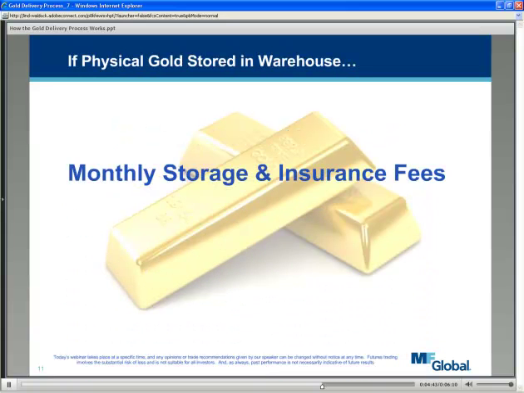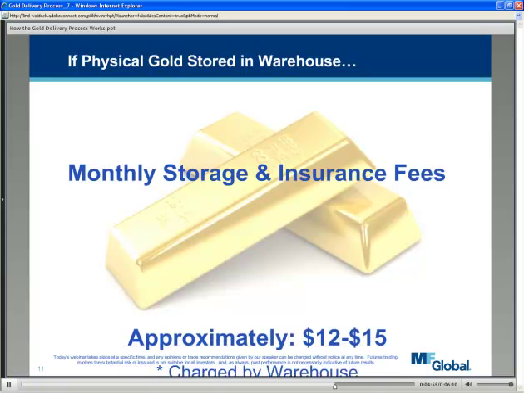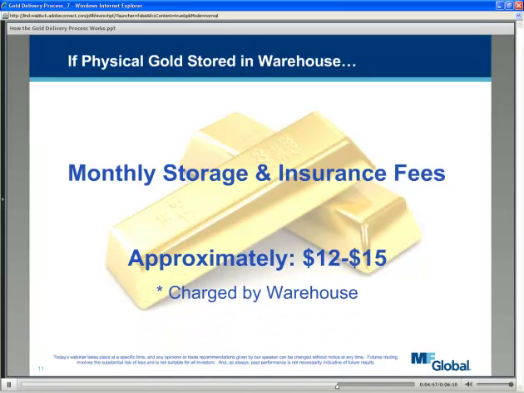If the bars are to be kept at the warehouse, the receipts are held in the brokerage account and assessed a monthly insurance and storage fee by the warehouse where the bars are located. These fees will vary by warehouse but are typically in the $12 to $15 a month range.